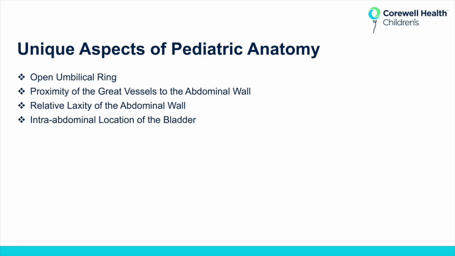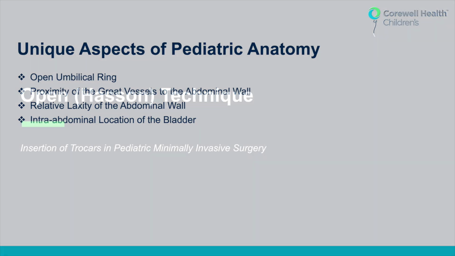Extra care must be taken to avoid vascular injury in children, as the great vessels are closer to the abdominal wall in pediatric patients when compared to adults. Additionally, particular care should be taken to avoid the right common iliac artery, where it crosses the midline directly under the umbilicus. The relative laxity of the abdominal wall in pediatric patients should also be considered when choosing a technique for accessing the abdomen, as this increases the risk for bowel or vascular injury during port placement. Finally, one must also be aware of the intra-abdominal location of the bladder in children.